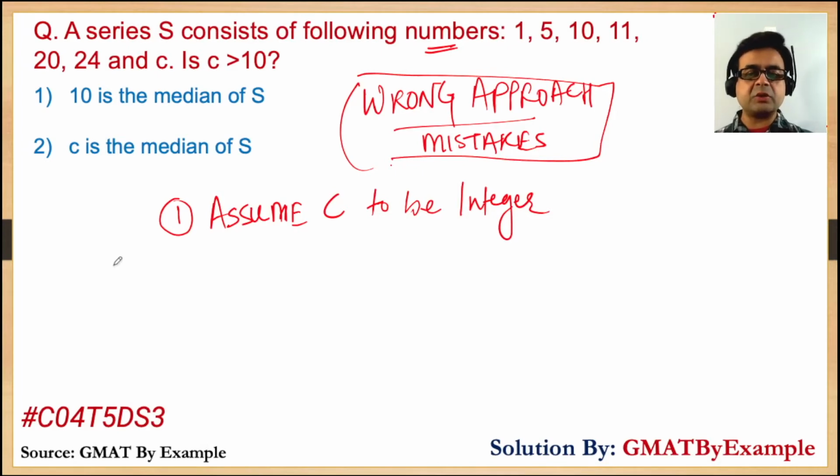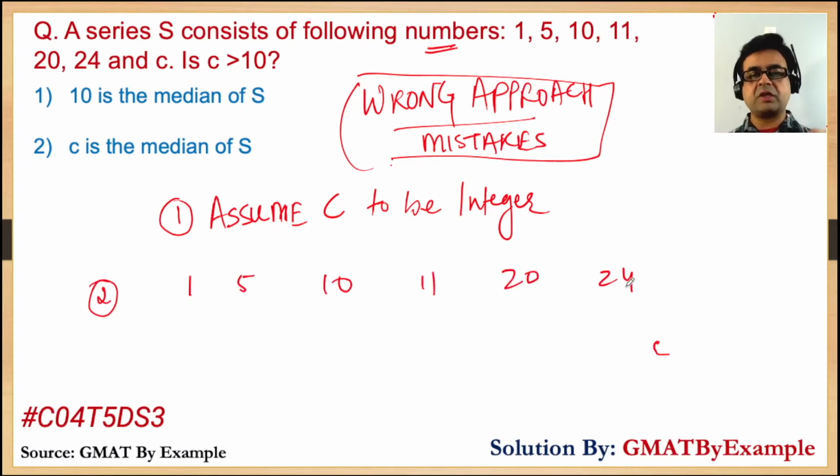Let's look at statement number 2 and see how the reasoning can steer you wrong if you assume C to be an integer. So in statement number 2, we are given that there are 7 numbers in the series, which means the median has to be (7 plus 1) divided by 2, which is the 4th number in the series. We don't know where the C lies. However, we are given also that C is the median of S, which means C lies between 10 and 11. Since we are making this assumption that C has to be an integer, and also that C is the median, that means C is somewhere here.